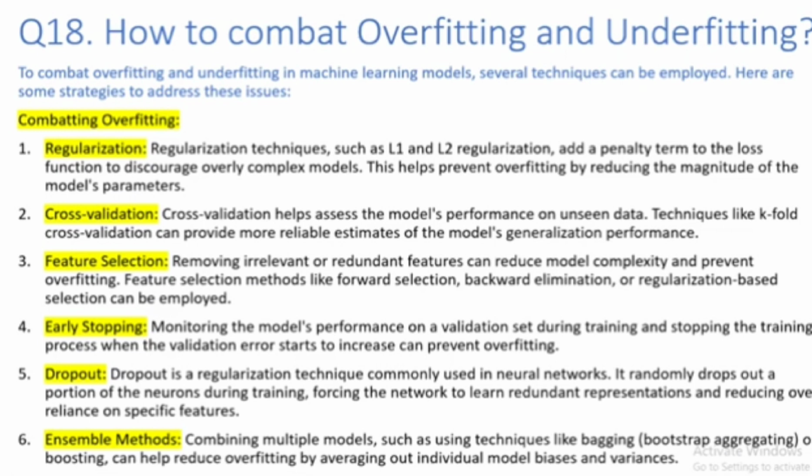Number 5. Dropout. Dropout is a regularization technique commonly used in neural networks. It randomly drops out a portion of neurons during training, forcing the network to learn redundant representations and reducing over-reliance on specific features. Number 6. Ensemble methods. Combining multiple models, using techniques like bagging, bootstrap aggregating, or boosting, can help reduce overfitting by averaging out individual model biases and variances.